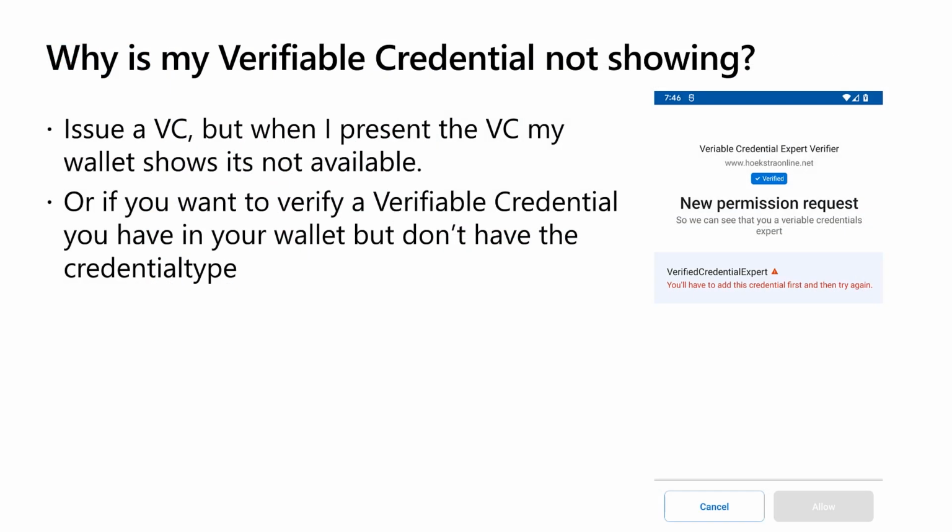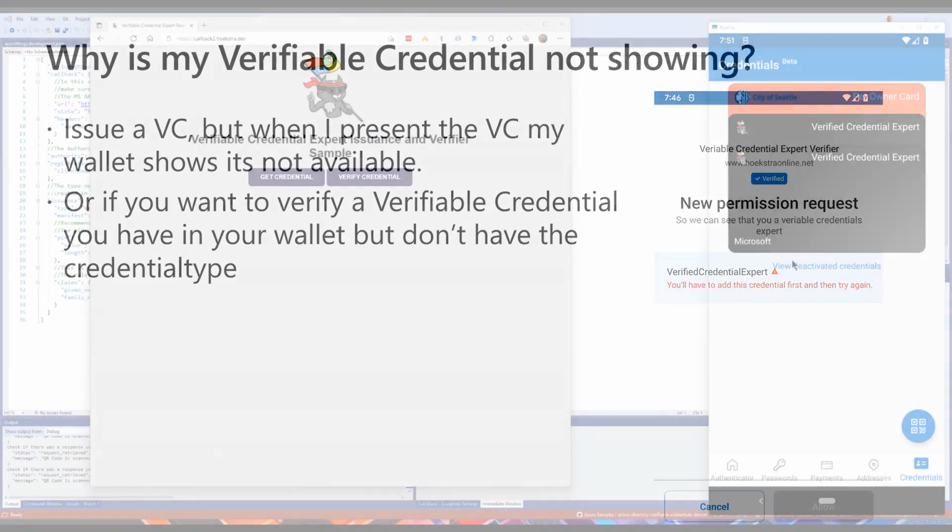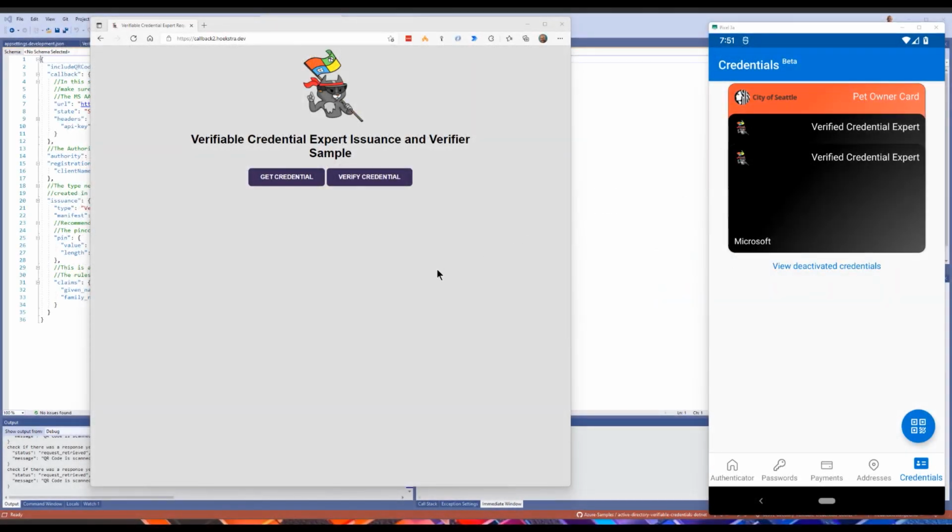If you have been trying out our Verifiable Credential service, you probably have been running into one of these problems where you issue a Verifiable Credential and you try to verify it, and the wallet shows you this message that the credential has to be added first. And you're very sure you just issued that Verifiable Credential. Or maybe you have a Verifiable Credential in your wallet, you want to be able to verify yourself, but you don't have the credential type, for example. So I'll show you a few tricks how to troubleshoot this issue. All right, let's get to it.